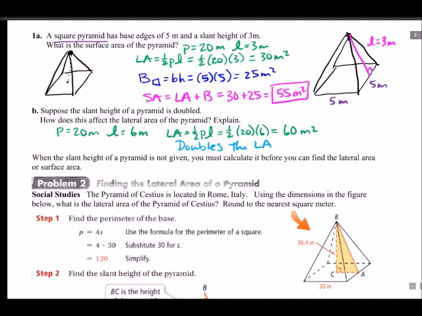All right, the next problem says, what if your slant height is doubled? Well, how does that affect the lateral area? Of course it's going to double the lateral area because slant height is multiplied in the lateral area formula. So if the slant height is 2 times more, then our lateral area is going to be 2 times more. All right, that was pretty easy. Yes, guess what? It gets harder.